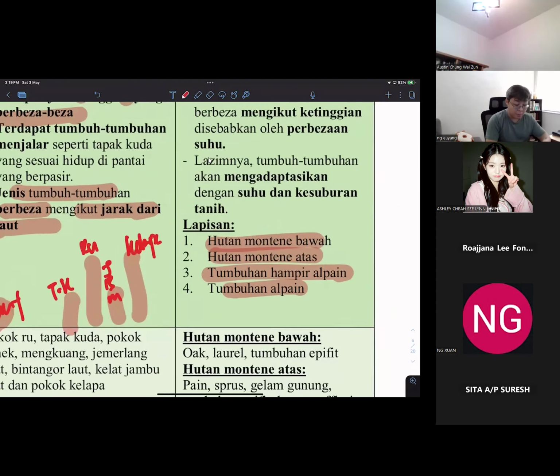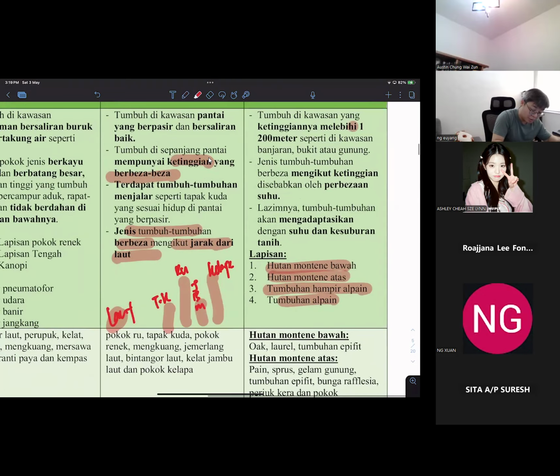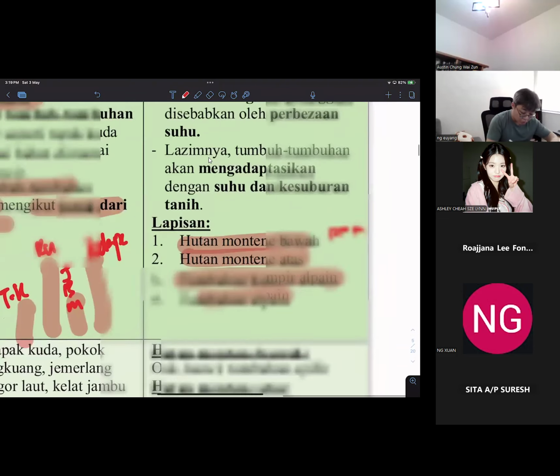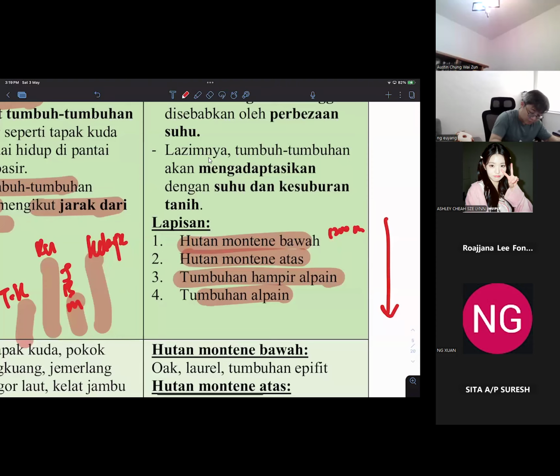So guys, right now, montane bawah is starting from 1,200 meter. So remember, hutan gunung is from 1,200 meter. So 1,000 to 1,800 meter. So 1,800 meter until the montane atas is 2,900 meter. So 2,900 until the lapisan tumbuhan hampir alpine is until 3,500 meter. So exceeding 3,500 meter is all your tumbuhan alpine.